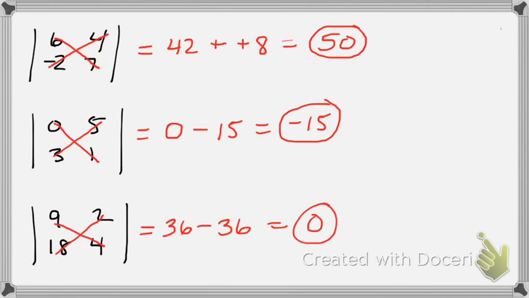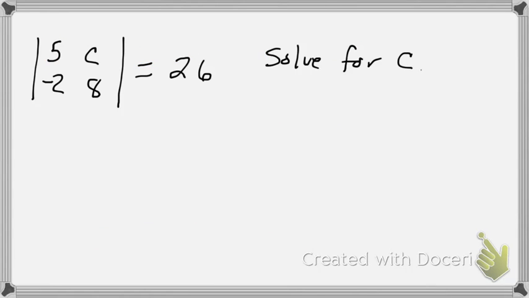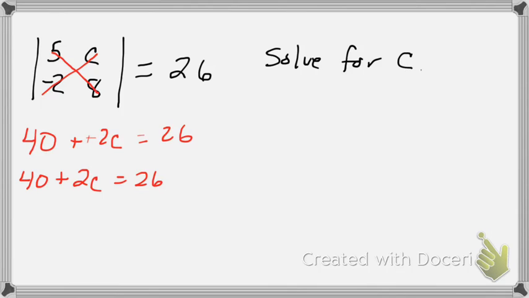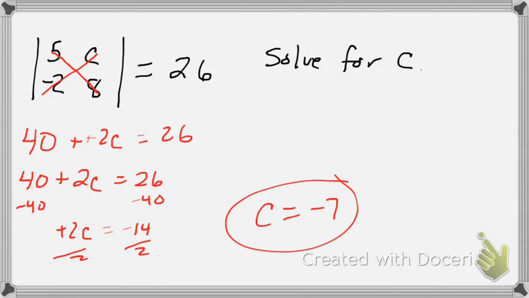Let's try this. See if you can do this all by yourself without me telling you how to do it. Here's what you should have done. Take the determinant, 40 minus -2c equals 26. That makes it 40 plus 2c equals 26. Subtract the 40, and you end up with -7.